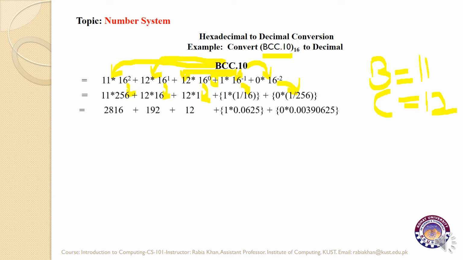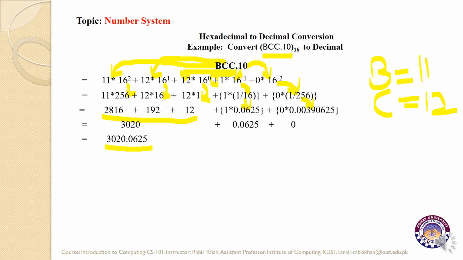These are the multiplication results for the integer part. And 1 by 16 is equal to 0.0625, and 1 by 256 is equal to 0.00390625. After performing the multiplication for the fractional part and adding up the integer part, when we add up both sides, this is the final answer, 3020.0625, which is ultimately a decimal number.